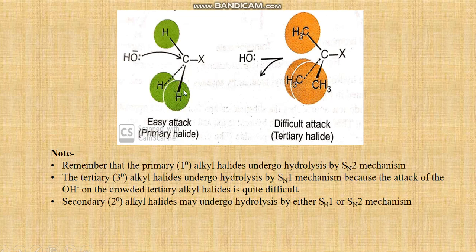Whereas in the case of a primary alkyl halide, these groups are smaller, and if the nucleophile approaches from the rear side or back side, this will give rise to the formation of a product. Secondary alkyl halides may undergo hydrolysis by either the SN1 or SN2 mechanism.